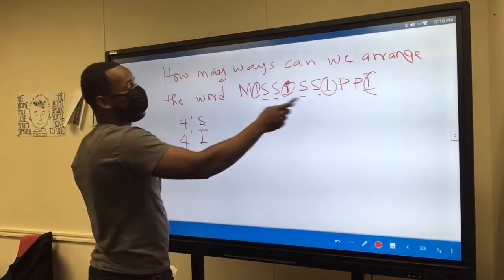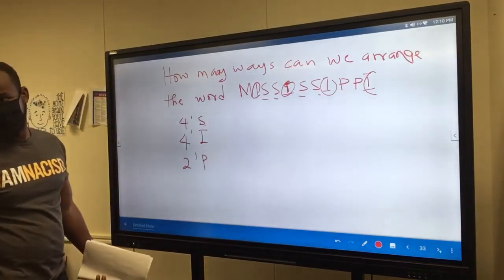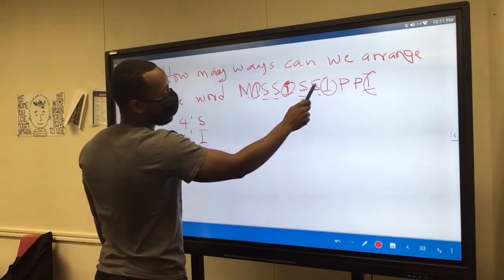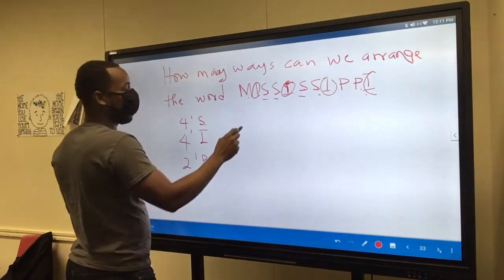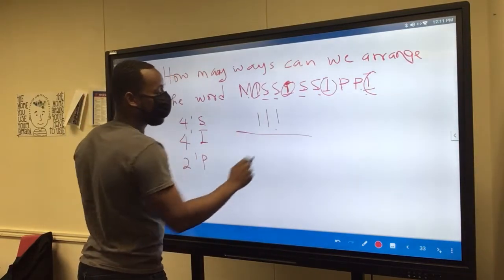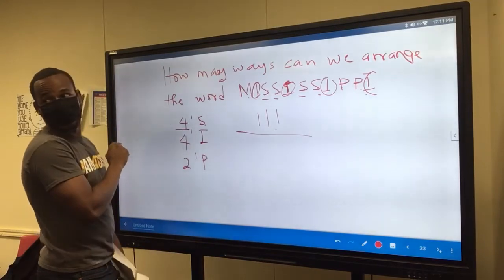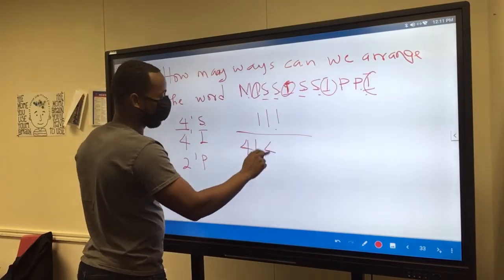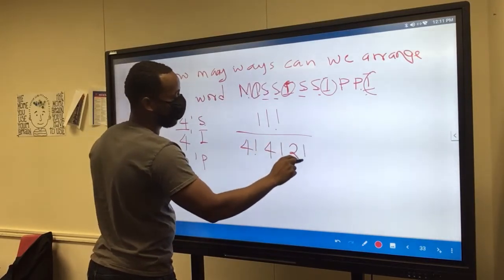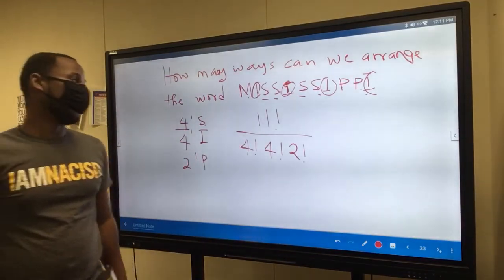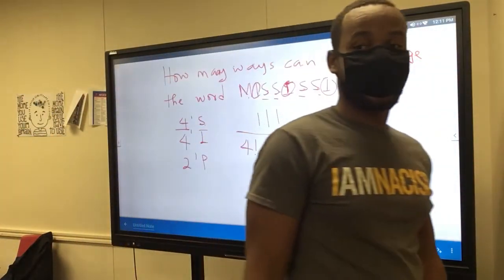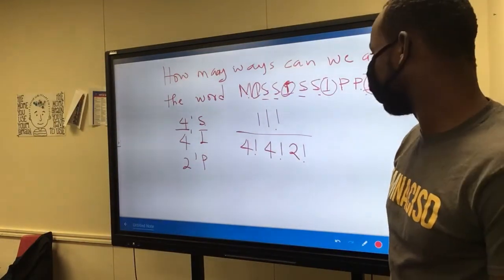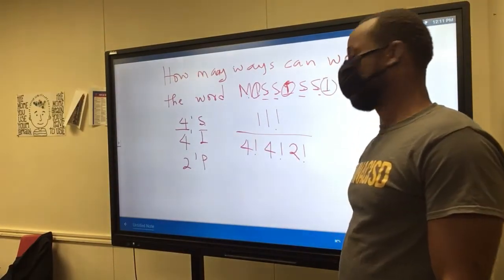So, normally, if these letters were distinguished, we would have 11 factorial, because there are 11 letters that we are arranging, 1, 2, 3, 4, 5, 6, 7, 8, 9, 10, 11, right? So there are 11 factorial, but the issue is that we have these repeated ones here. So we divide by 4 factorial, 4 factorial again, and then 2 factorial. If you break it down and use your calculator, by now you know where the factorial is on the calculator. Look for this symbol and punch it in.